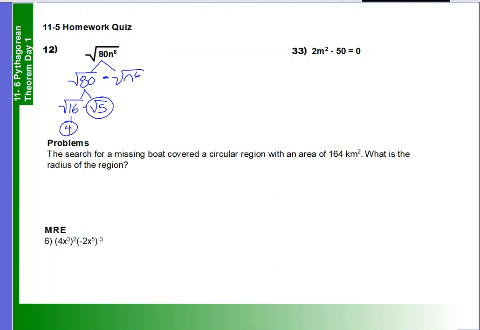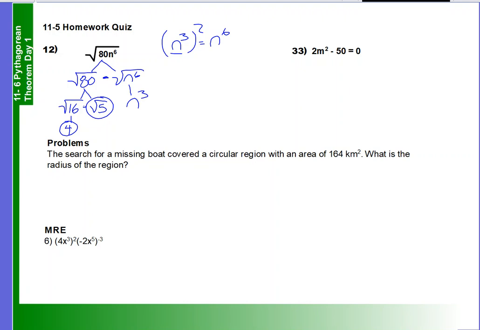The square root of n to the 6th, well, we know that n to the third squared is going to be n to the 6th. So that means n to the third times n to the third is n to the 6th. Therefore, the square root of n to the 6th is n to the third.